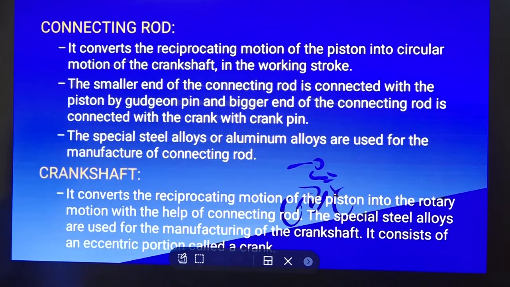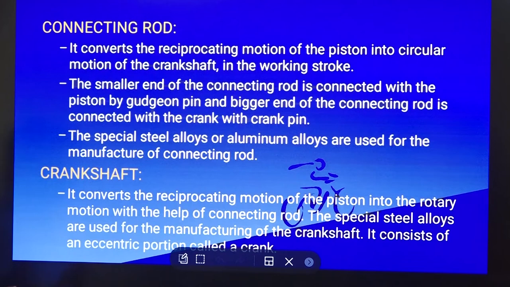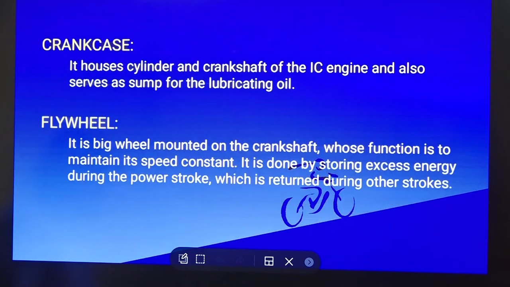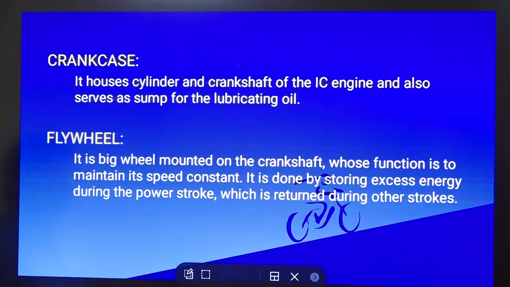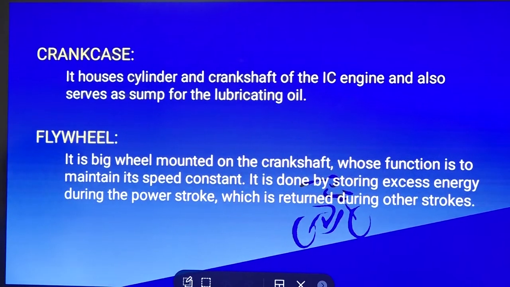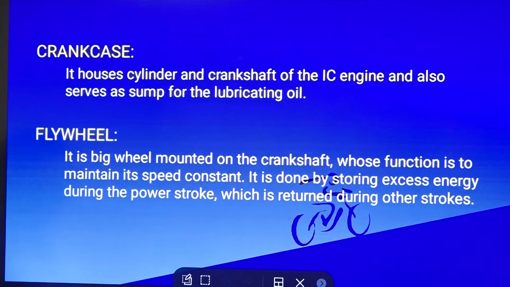When you go for the crankshaft, it converts the reciprocating motion of the piston into rotary motion with the help of the connecting rod. Some special steel alloys are used for manufacturing the crankshaft. Then the crankcase houses the cylinder and the crankshaft of the IC engine, and also acts as a sump for the lubricating oil. And the flywheel acts as a temporary reservoir to store energy.